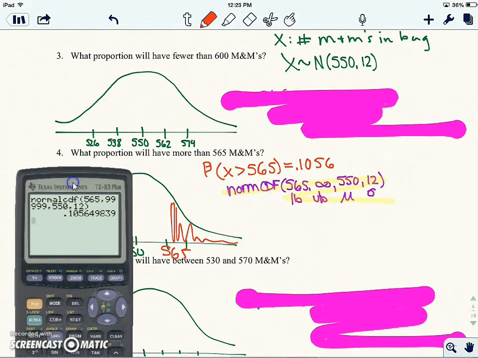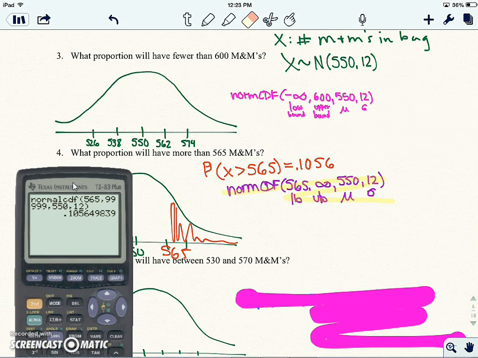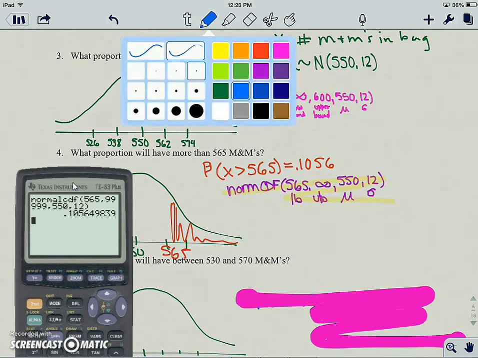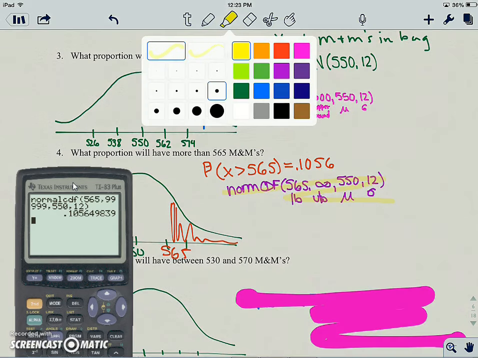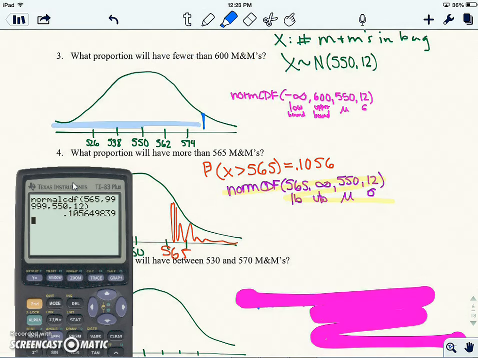Now let's skip back up to the top one that I skipped. Right here. Okay, I'm showing my work, but I still need to state the problem first. I'm going to do this one blue. It says, what's the probability of having fewer than 600 M&Ms? So that's like all the way up here. So good chance of that, right?